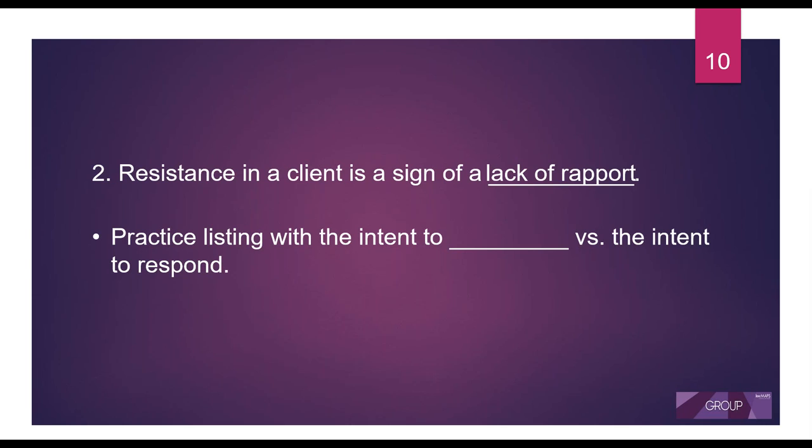Okay. So when you experience a resistant client, it's generated from a lack of respect for their model of the world. That resistance is just because there's no rapport present. So when you utilize listening and communication skills, it can ensure rapport with the client. So we've given you a couple bullet points to help you with this right away. Practice listening with the intent to understand versus the intent to respond. Anybody have an idea of what that may sound like?